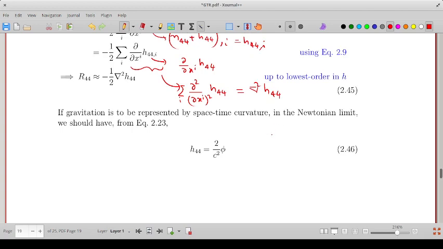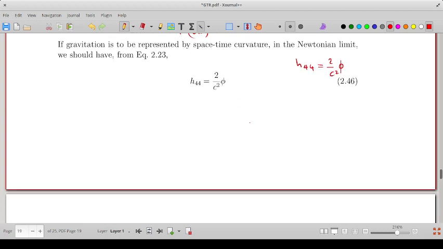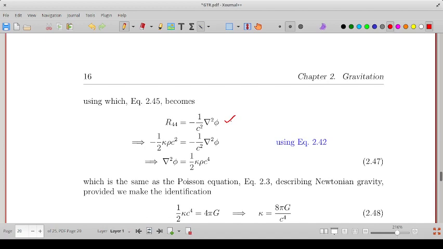But while discussing the Newtonian limit of the geodesic equation, we have shown that it reduces to Newton's equation only if h44 is equal to 2 by c square times phi. So we can substitute for h44 by 2 by c square phi there. So this factor of 2 is gone. There is a 1 by c square term, and then there is phi here. So R44 is approximately equal to minus 1 by c square del square phi. So this is what we will get.